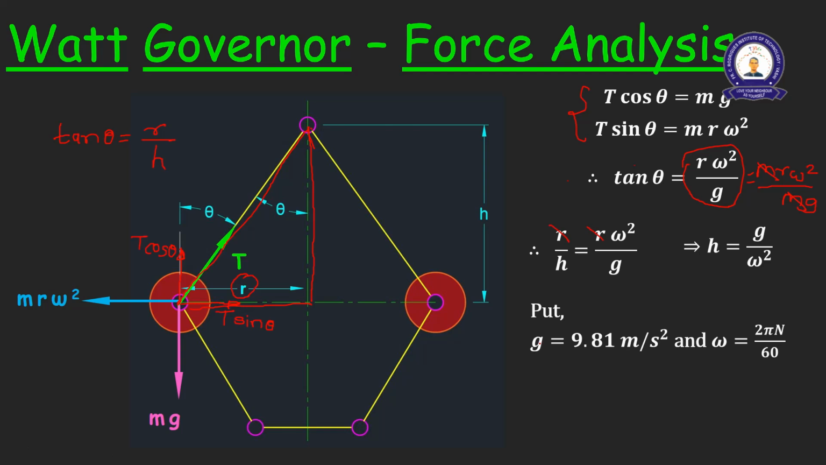I will put the value of g equal to 9.81 meter per second square, and I will convert my omega into rpm, so it will be 2 pi n by 60. Putting both these values, I will get a relation between h and the speed in rpm, which will be h equal to 895 divided by n square in meters, or 895 into 10 raised to power 3 divided by n square in mm. So that is the relation between h and n.